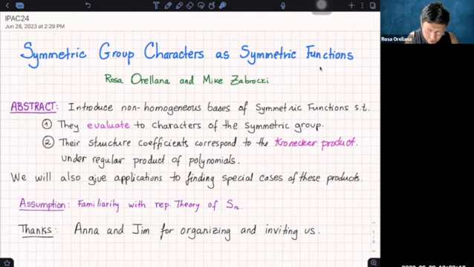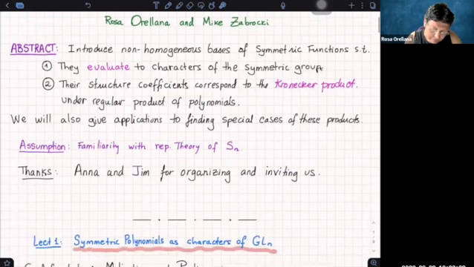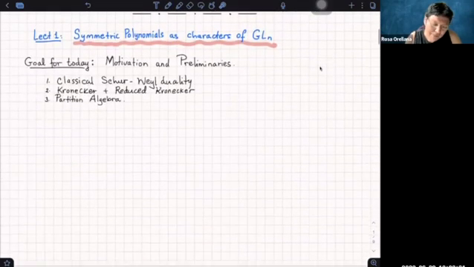Today, we are going to assume some familiarity with the representation of the symmetric group. I know that Mike will say a little bit more about this during the next lecture. But I don't want to forget to thank Anna and Jim for organizing this seminar series and for inviting us to speak. So I haven't prepared slides ahead of time.